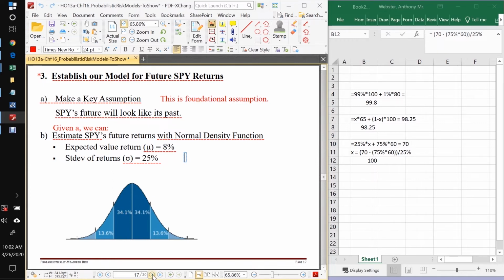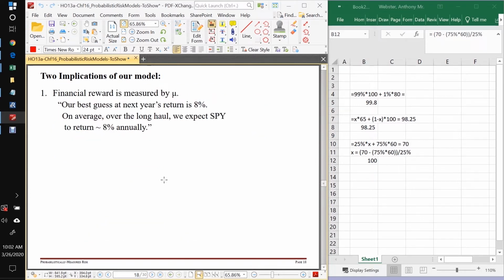So the numbers are the same, and we've changed the symbols to make it clear that we're now working with the normal density function. There are two implications of our model here. One is that we're going to consider our reward measured by our expected value mu. What do I mean by that? We say something like our best guess at next year's return is 8%, and we can also say on average over the long haul we expect SPY to return 8% annually. So that's how we think about our reward.